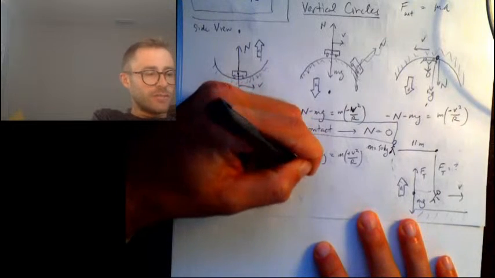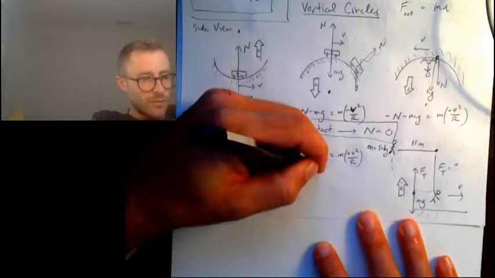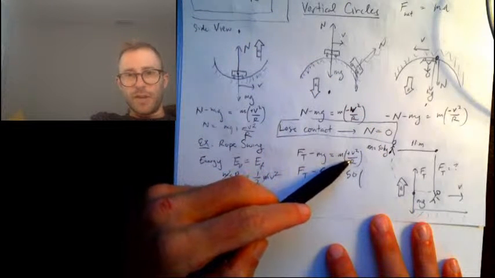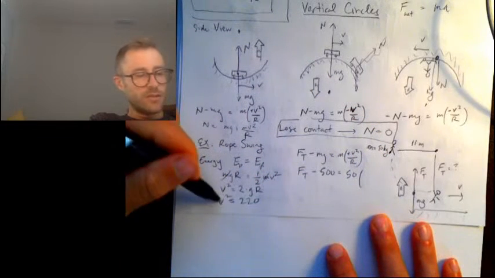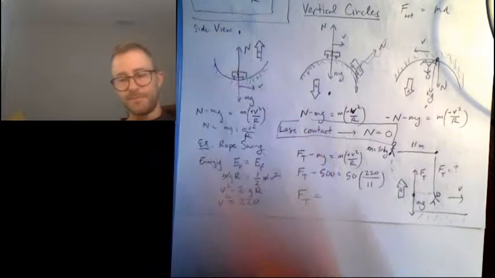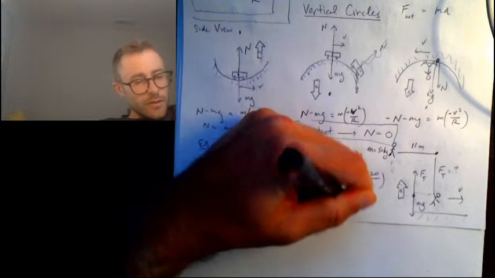So I have tension minus mg, so mg would be 50 times 10, so 500, equals 50 times v squared over r. Notice how the equation has v squared. That is why I didn't bother taking the square root, because then I would just square it again. So v squared is 220 over 11, and I can solve for the tension in the rope. It's 1,500 newtons.